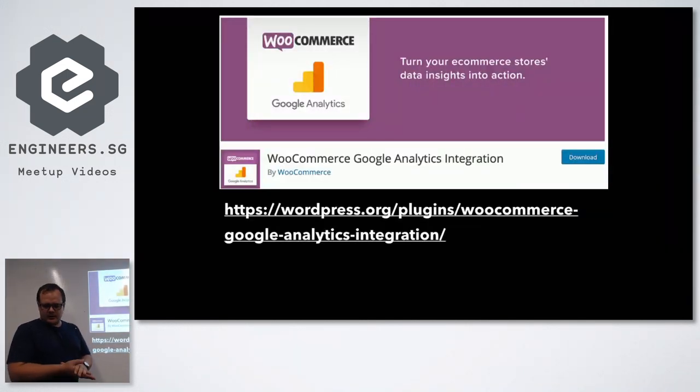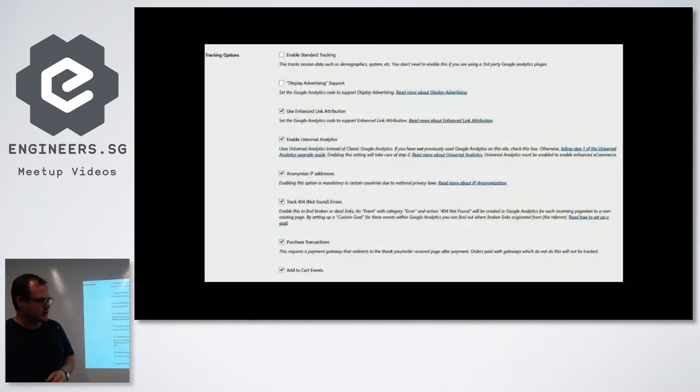There's also this plugin that does WooCommerce Google Analytics integration. It does a couple more things than the other one, so it's worth looking into as well. It does enhanced link attribution. What else does it do? Universal Analytics anonymizes your IP address, and tracks your 404s and your purchase transactions as well. It will all be linked through here. It actually tracks your add to cart events, so you can track how many people are clicking on your add to cart pages. So those are a bunch of good options to have.